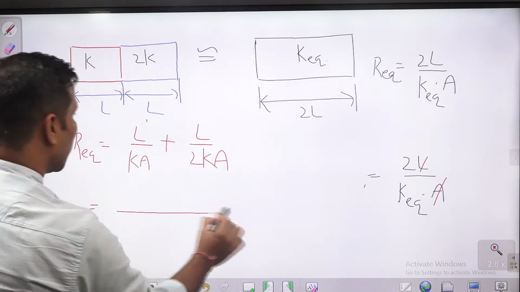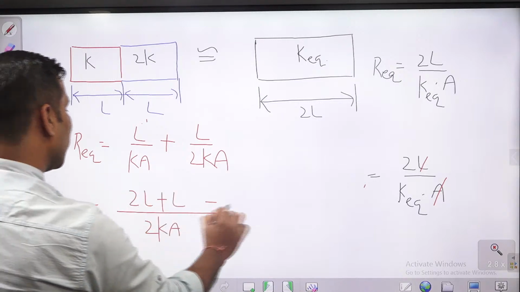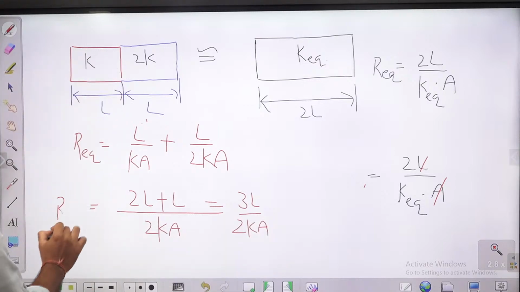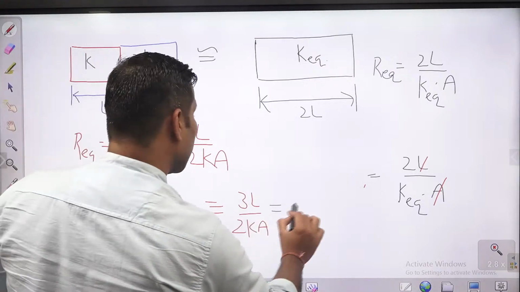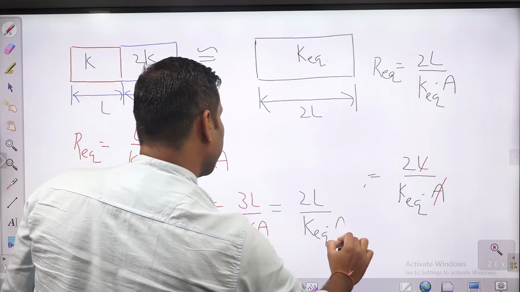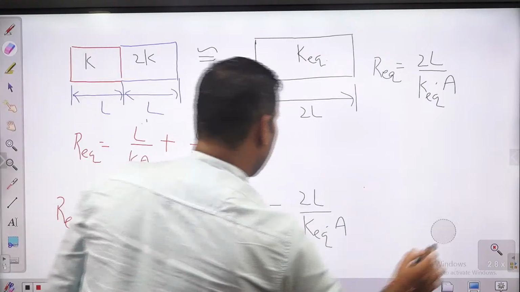So solving this, what you will get? LCM 2KA. So this will be 2L plus L. So it will be 3L by 2KA. So this is R equivalent in first case. Okay, this is R equivalent in first case. So you can equate this with what? 2L by K equivalent into A. Okay, so now comparing this, we will get some answer.